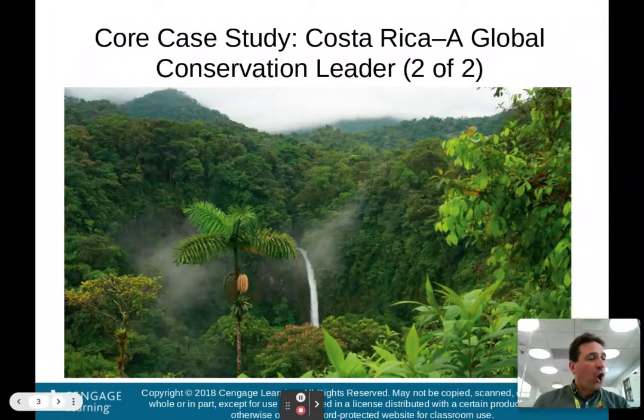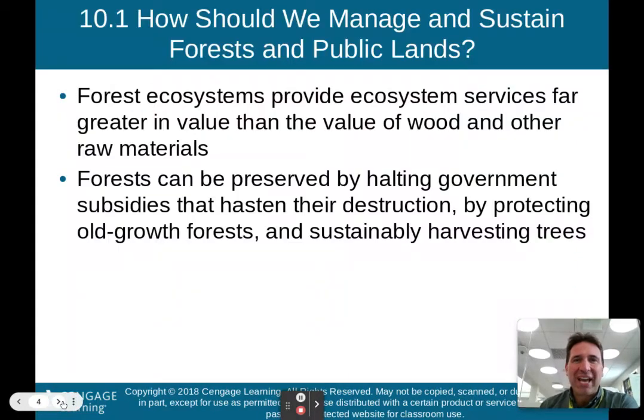So here's a beautiful shot. This is La Fortuna Falls in Costa Rica's Arenal Volcano National Park, and this is what a tropical rainforest looks like, guys. If you have never been to one, I've never been to one. I hope to do it one day.